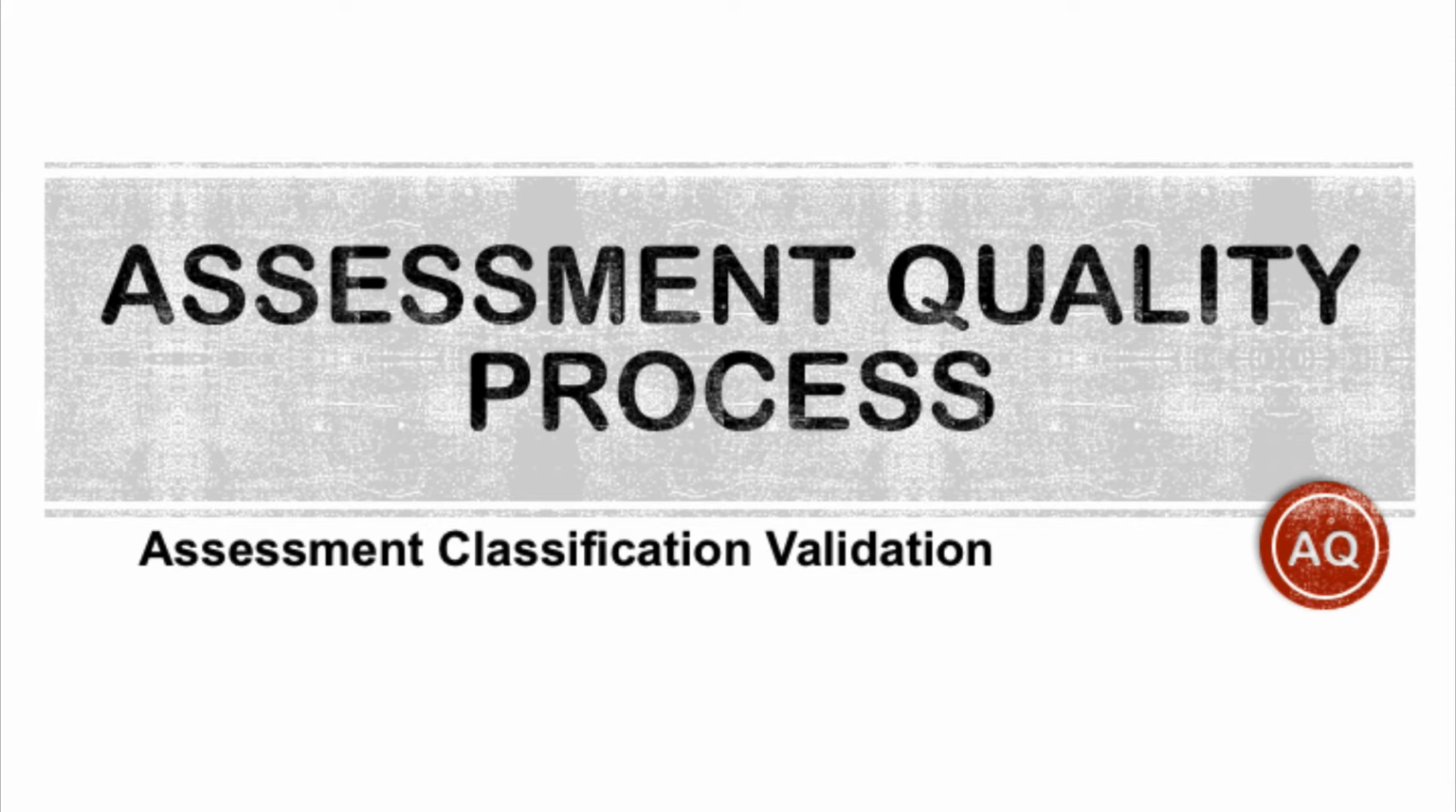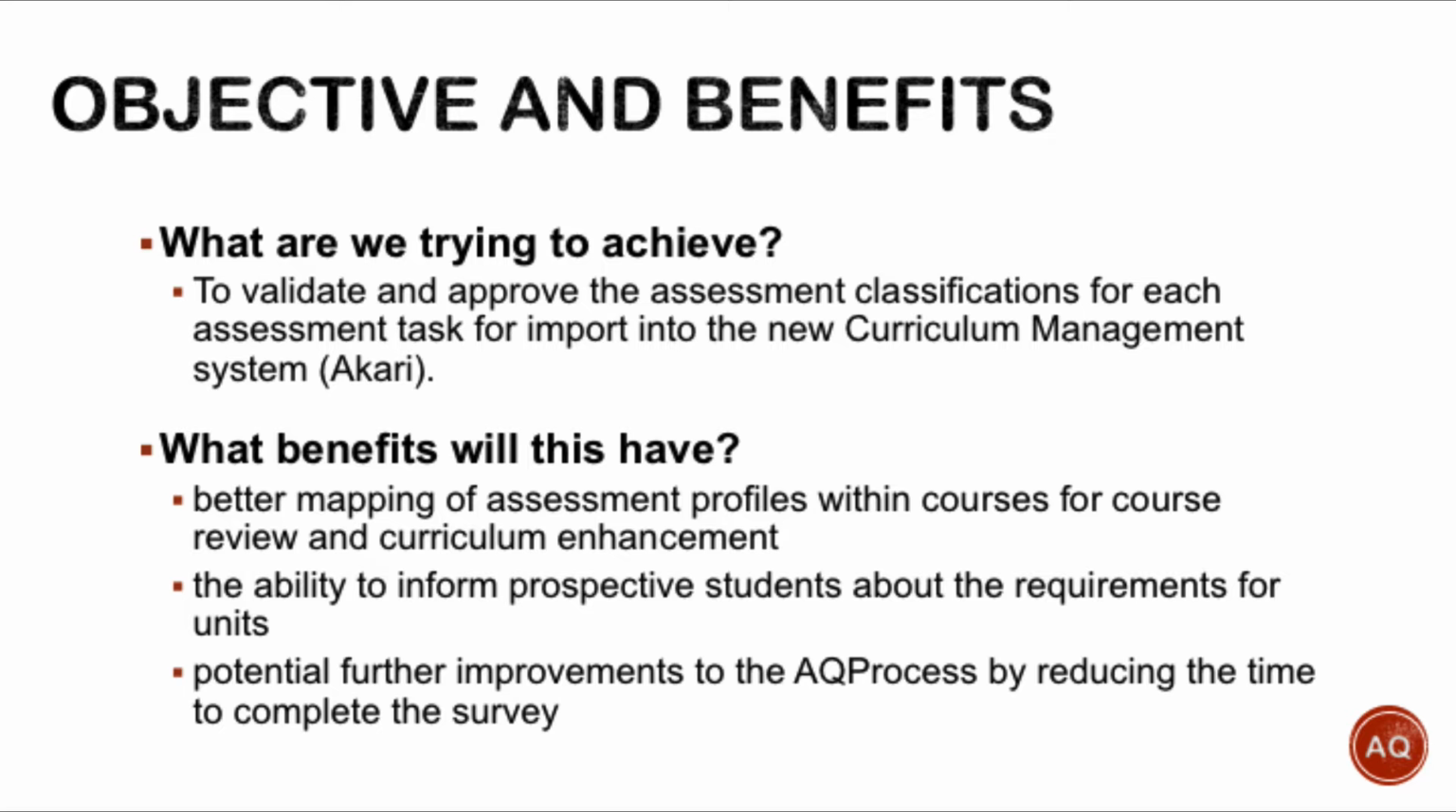This video walkthrough provides instructions on how to complete the task of validating and approving the assessment classifications collected by the AQP unit survey. Information about units and course curriculum is currently held in Student 1. This information has been approved through the course approval process and is considered to be the validated source of truth. All existing unit information will be migrated into the new curriculum management system known as ACARI. This new system will become the source of truth.